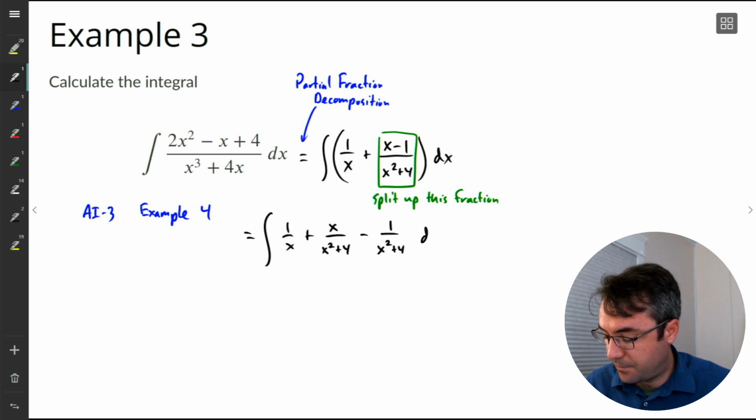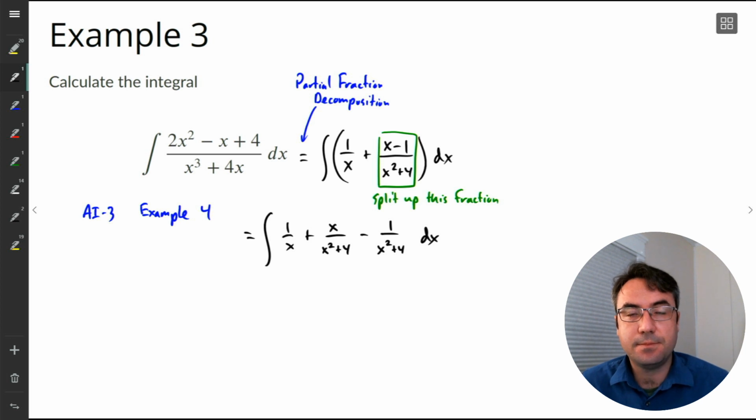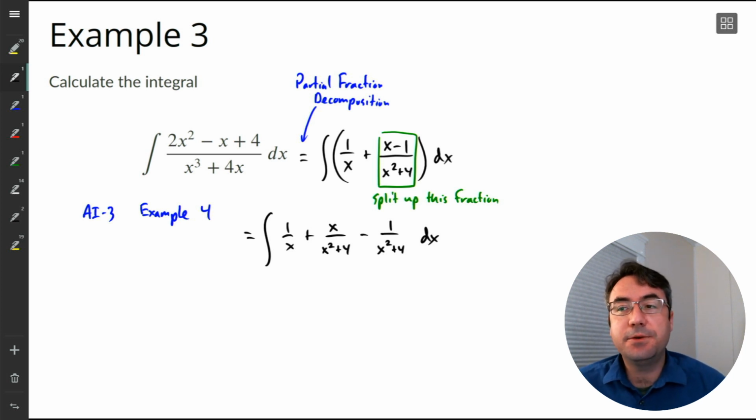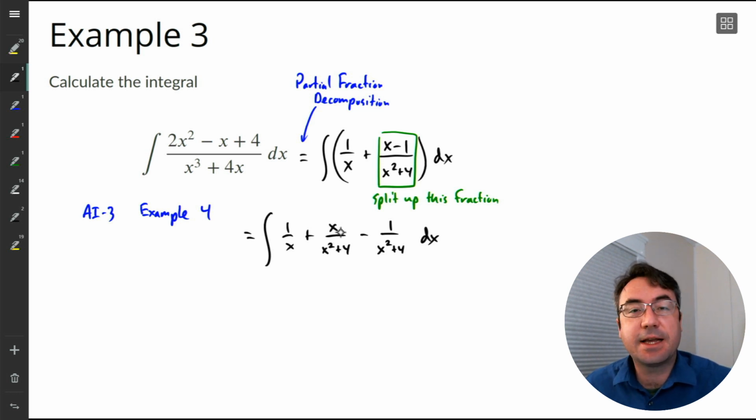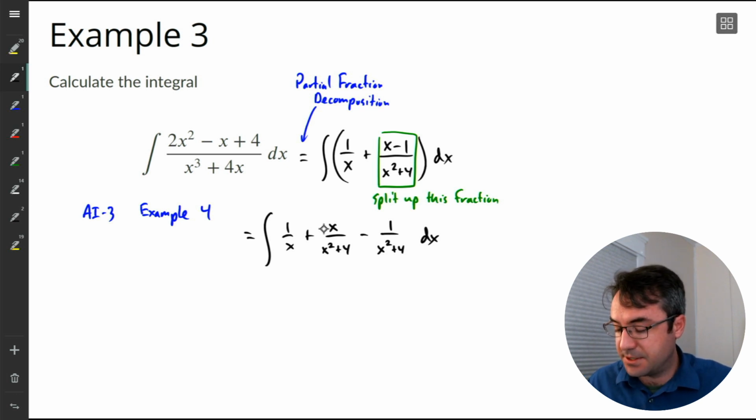So we can always split up fractions like that. And the reason why we do that is this first fraction has an x in the numerator, so we have x over x squared plus 4. The second fraction here has a 1 over x squared plus 4, and those are the two different forms for these irreducible quadratics. So if we go back to our first list, keep in mind what we have: x over x squared plus 4 and 1 over x squared plus 4.